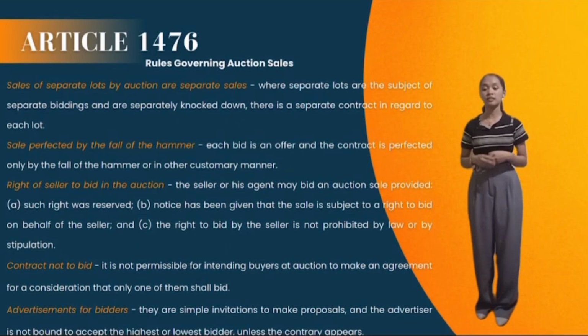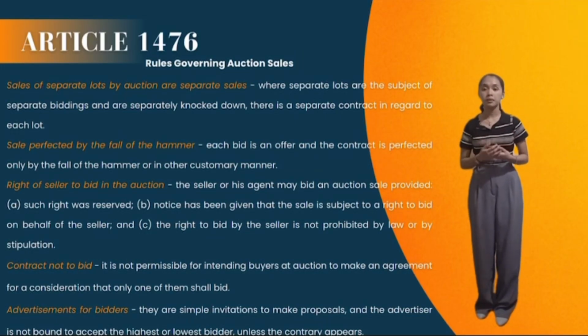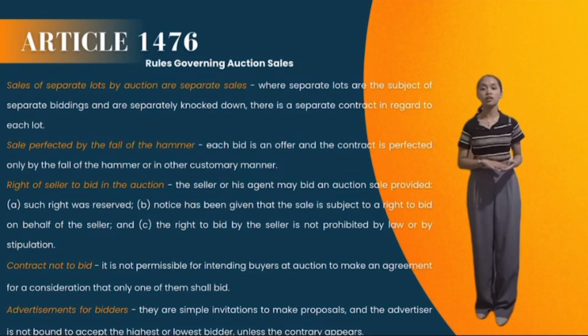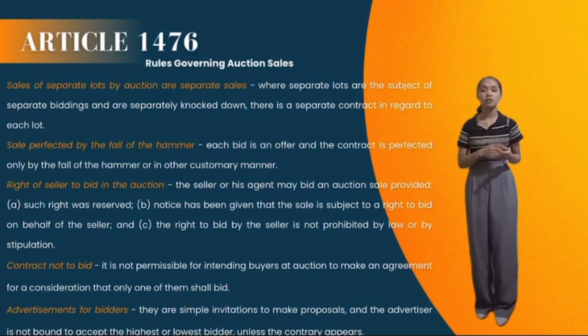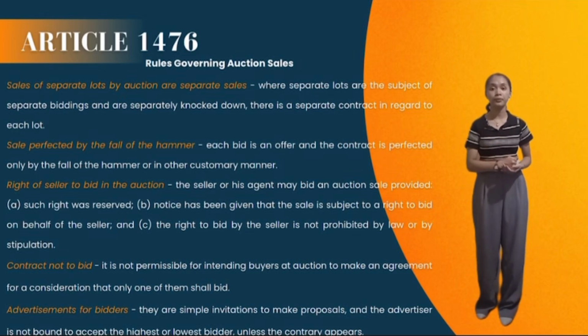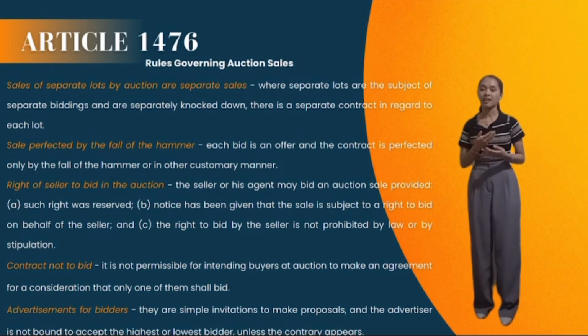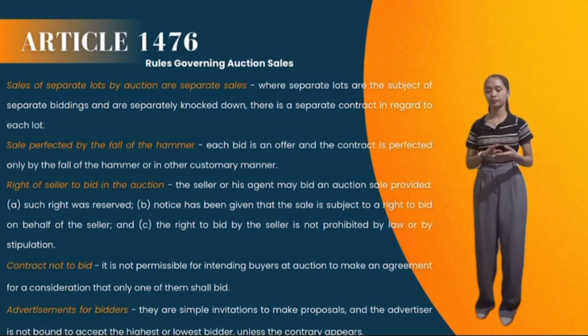Rules governing auction sales. First, sales of separate lots or separate sales, meaning that each lot offered for sale in an auction is treated as a separate contract. So if you bid on multiple lots, then you are entering individual agreements. Sale perfected with the fall of the hammer. The fall of the hammer is usually designed to signify the end of bidding and the acceptance of the highest bidder. And the contract is perfected, and it is legally binding once the auctioneer announces the sale's completion.